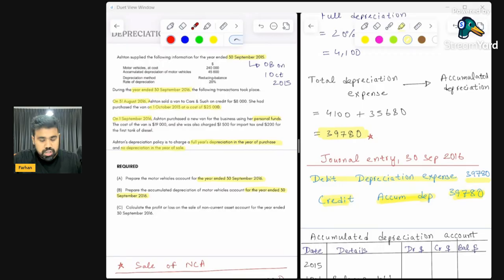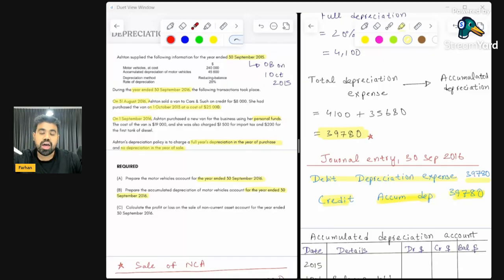Now, what's the logic here? Every time we have incurred some form of depreciation expense, our expenses go up in value. And when expenses go up in value, we always have to debit it. So that is why we have to debit depreciation expense, specifically depreciation of motor vehicles, because that's the exact asset which we are talking about. So debit depreciation expense by 39,780.